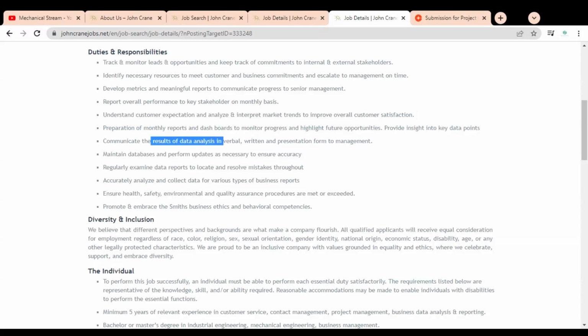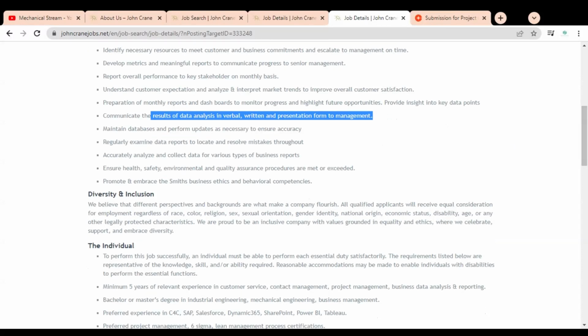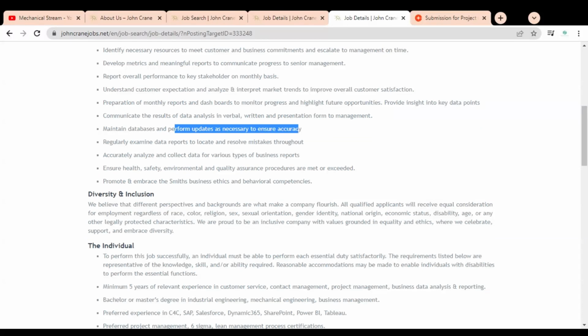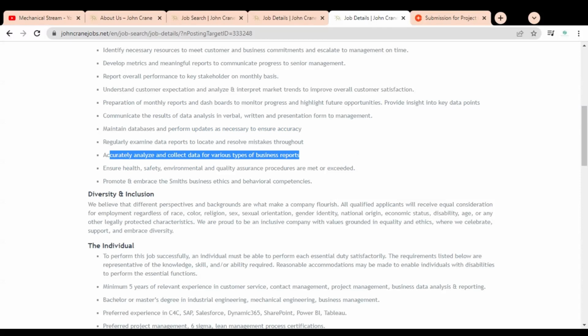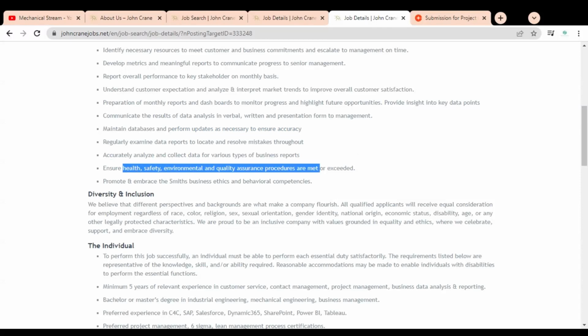You have to communicate the results of data analysis in verbal, written and presentation form to management. Then you have to maintain databases and perform updates as necessary to ensure accuracy, accurately analyze and collect data for the various types of business reports, and ensure health, safety, environment and quality assurance procedures are met or exceeded.